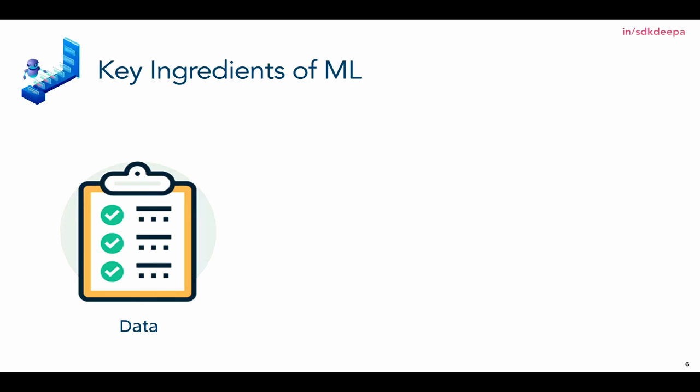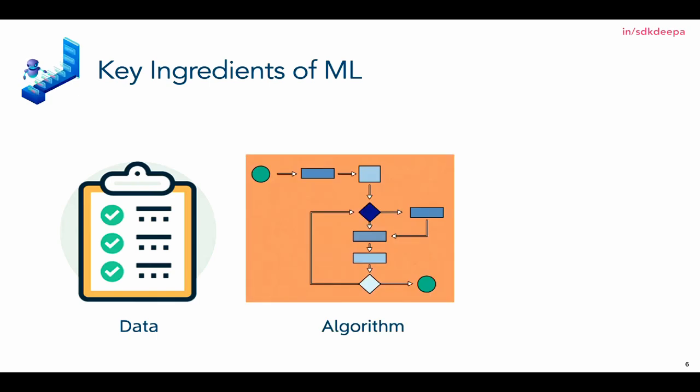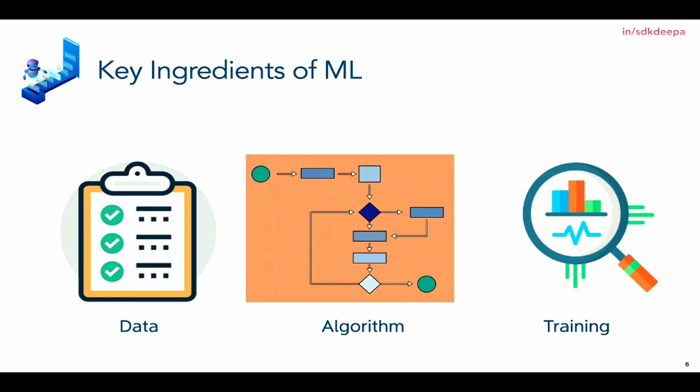So what are the key ingredients of machine learning? The first one is data. Without data, it cannot do anything, it cannot predict anything. The second one is you need to have some kind of an algorithm. And the third one is how you want to train it. Based on this, you can make a model, and you can make predictions out of the model.